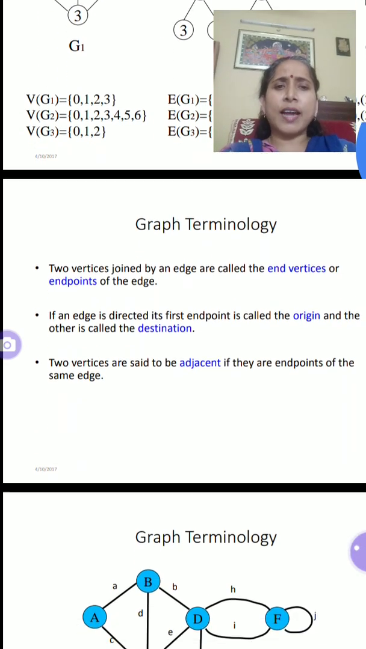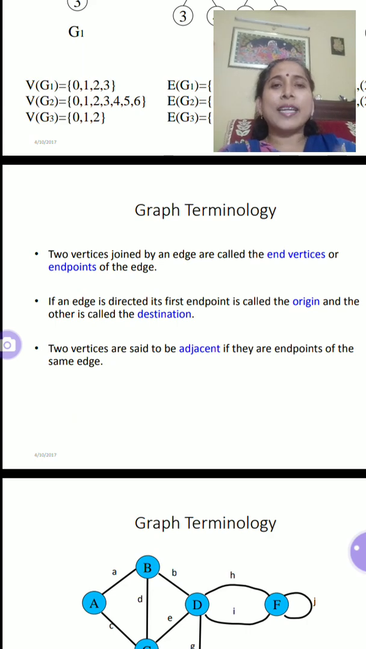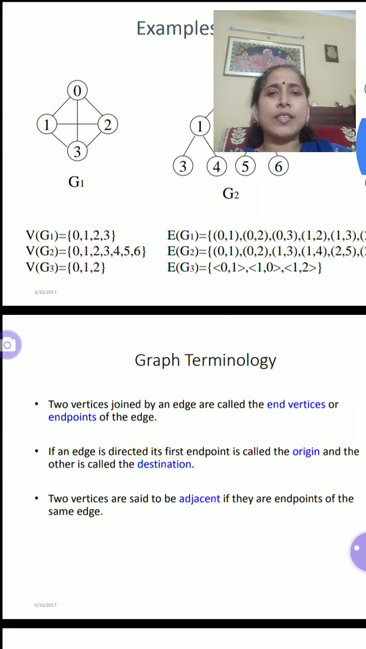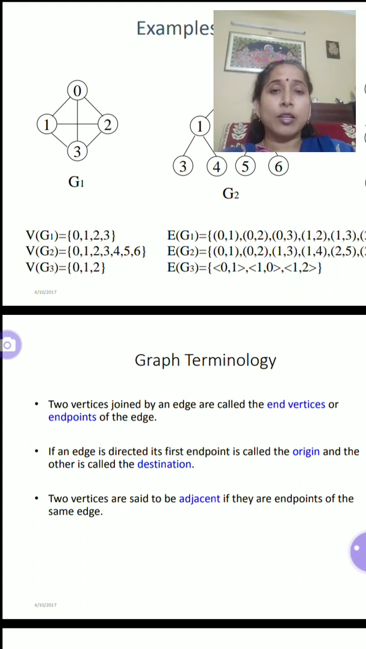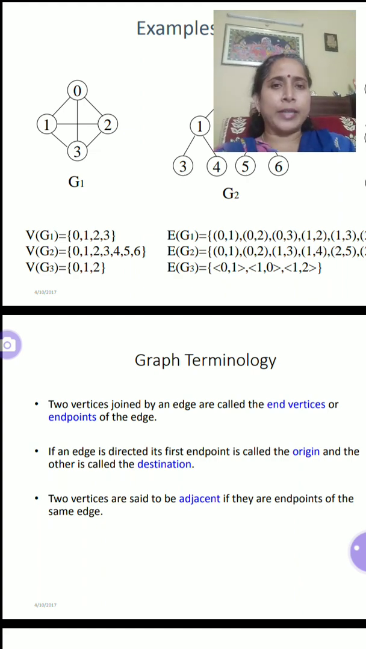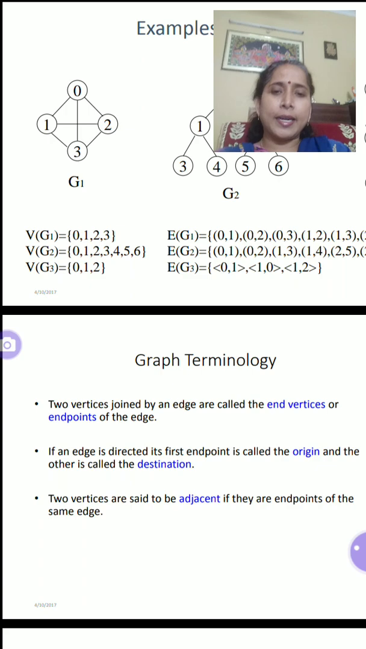Now next, graph terminology: what are end vertices? When we talk about an edge, let's take G1. In G1 there is an edge from 0 to 3. So 0, 3 is an edge where 0 is the start point and 3 is the end point. Another edge is 1, 2. So 1, 2 is an edge where 1 is the start point and 2 is the end point.